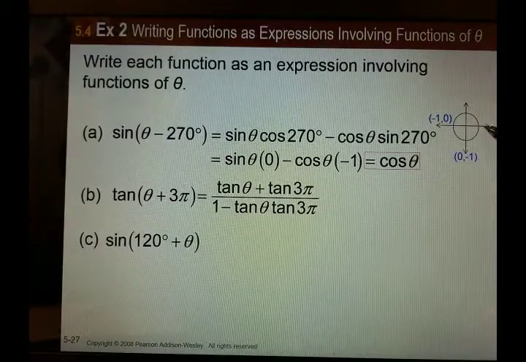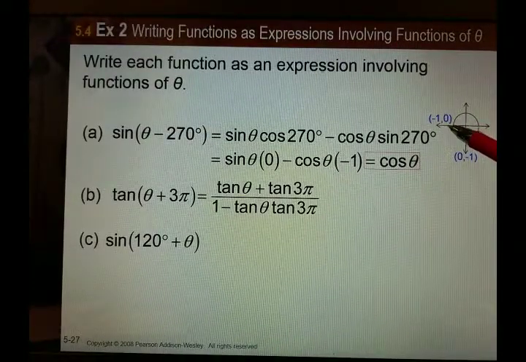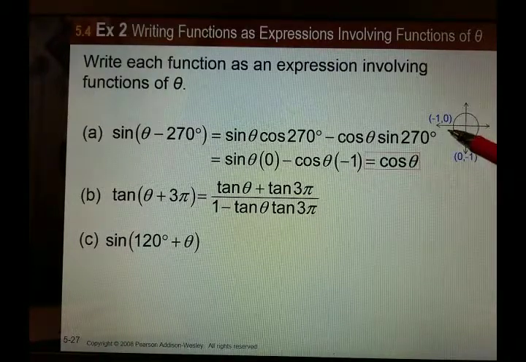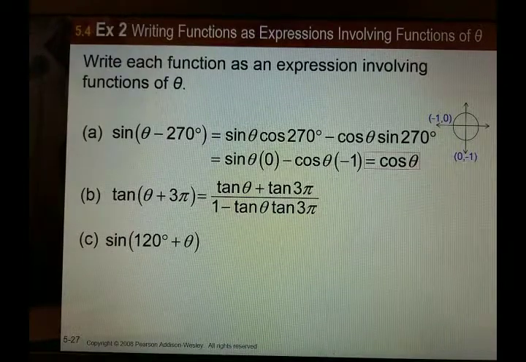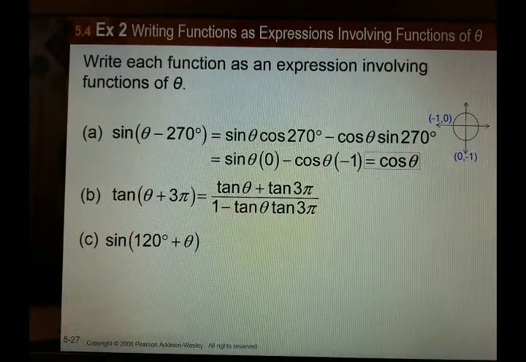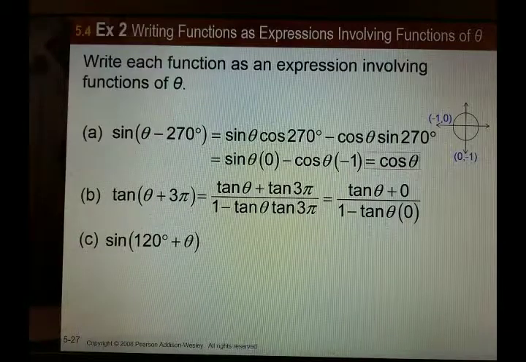All right, starting at 0 radians, we go around, 1 pi radian, 2 pi radians, 3 pi radians. So that's why I'm using the point negative 1, 0. Now the tangent was y over x. Y over x happens to be 0. So the tangent of 3 pi is 0.